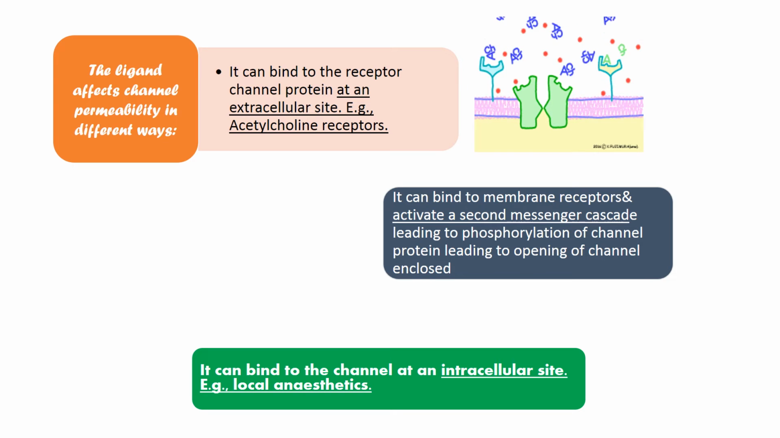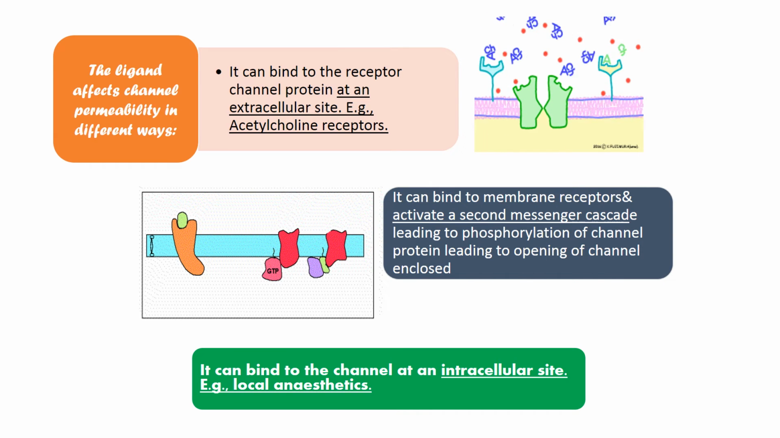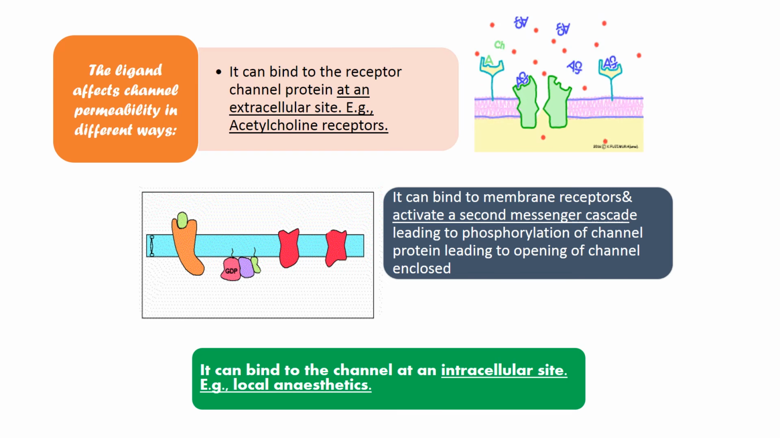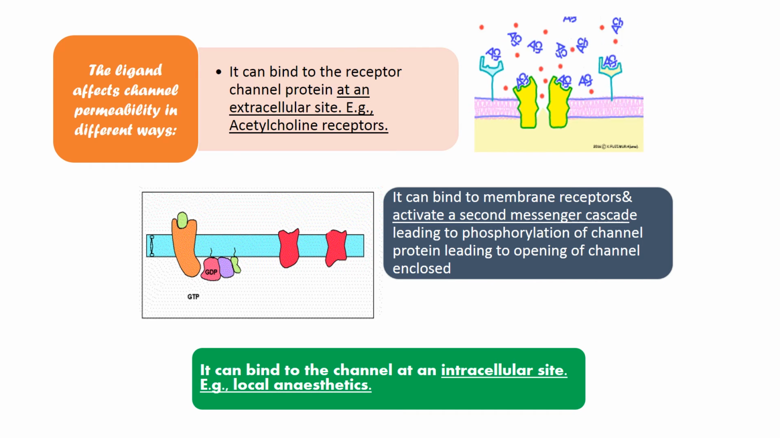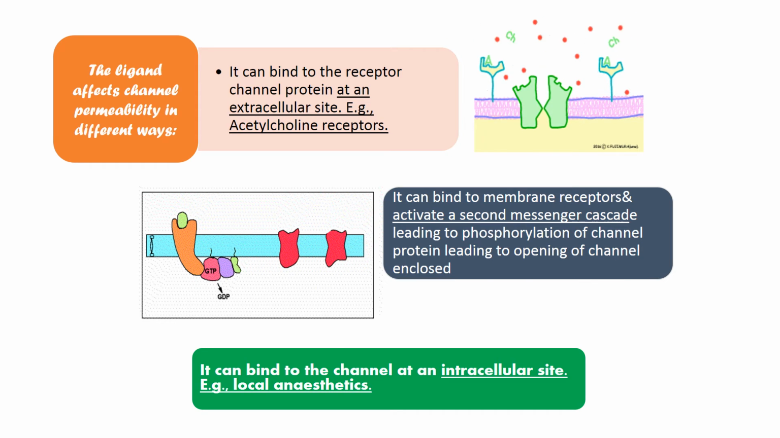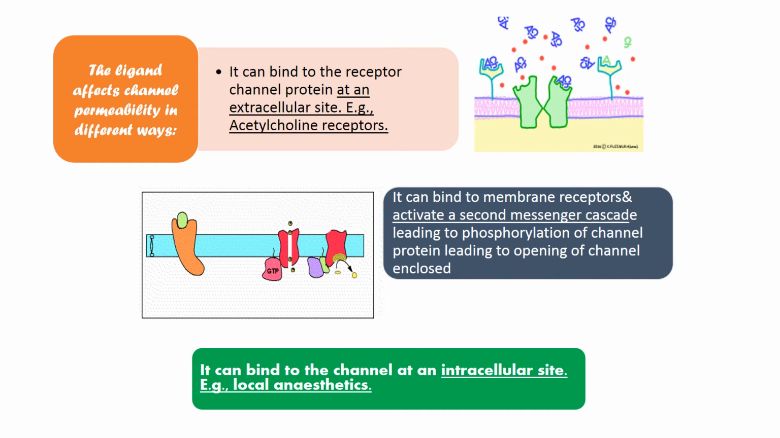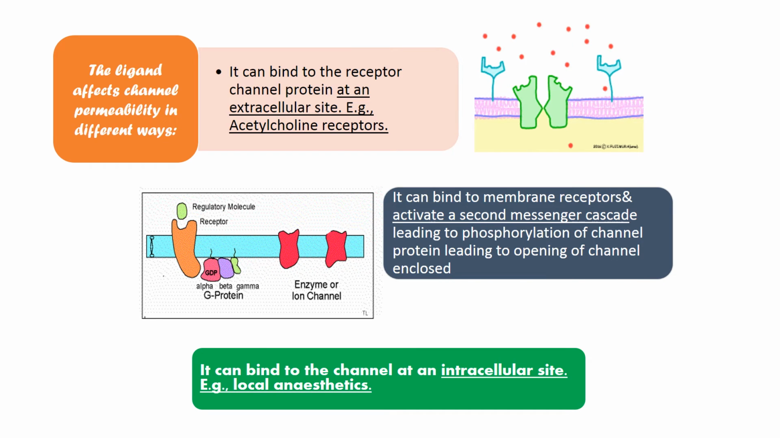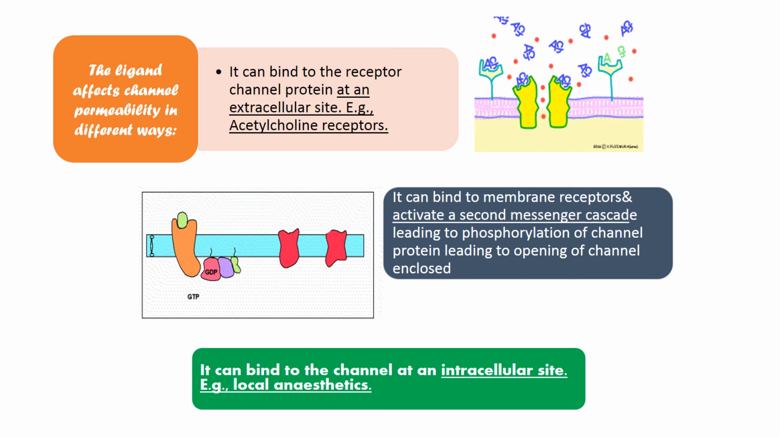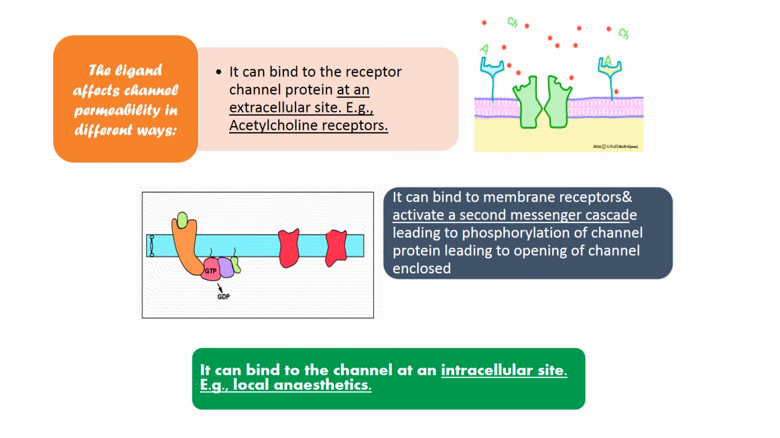In the first example, you can see acetylcholine binding to the nicotinic receptor, causing the opening of the gates of this channel and influx of sodium ions. In the second example, the binding of the ligand to the receptor causes a structural change in the G protein, and this G protein then moves downstream to activate various enzymes or channels. And the third way is that the ligand can activate a channel from the intracellular site, and this can be seen in cases of local anesthesia.